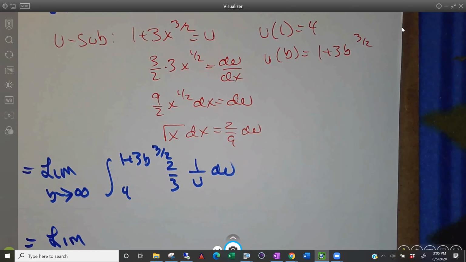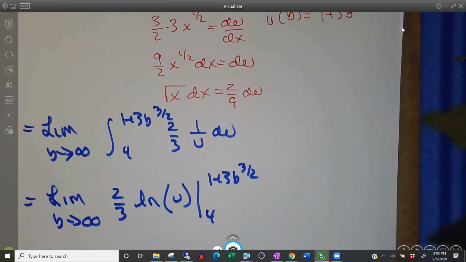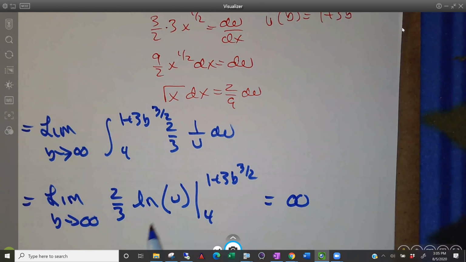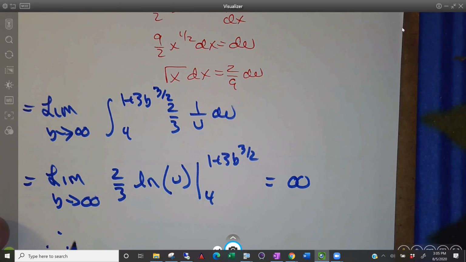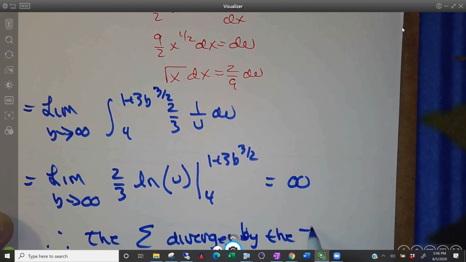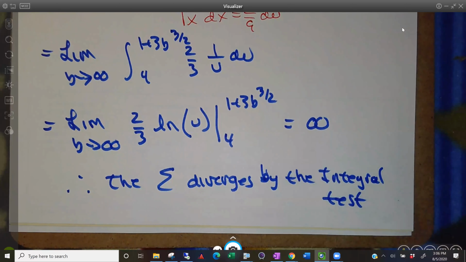So this becomes the limit as b approaches infinity of 2/3 ln of u between 4 and 1 plus 3b to the 3/2. When you plug in that upper limit and take the limit, you're going to get infinity. This is not going to go to 0. And if it doesn't converge to something finite, I should say, not necessarily to 0, then therefore the sum diverges by the integral test. And I left out a few steps here, but the steps you can easily finish up. This would have to be finite in order for you to get a convergent series.